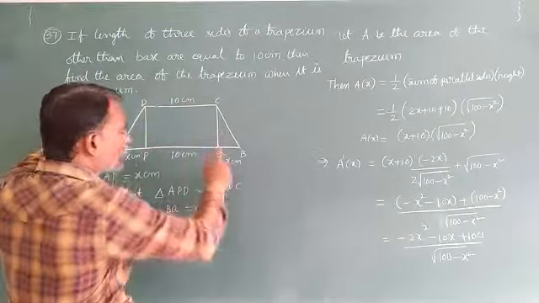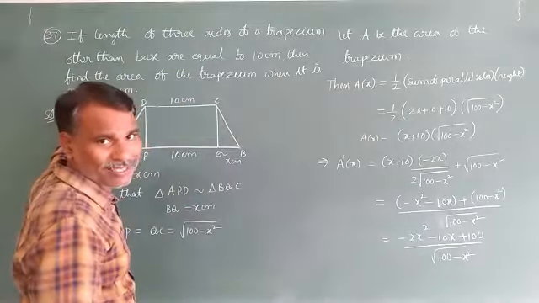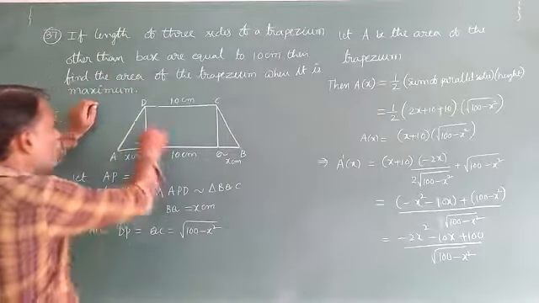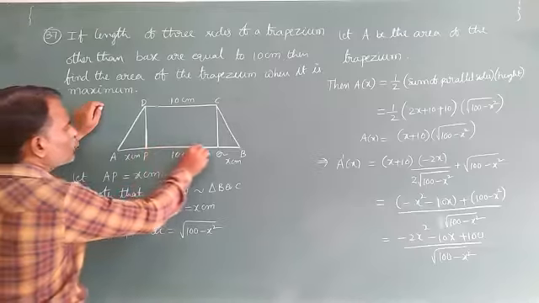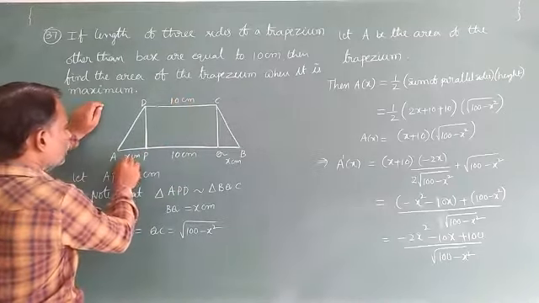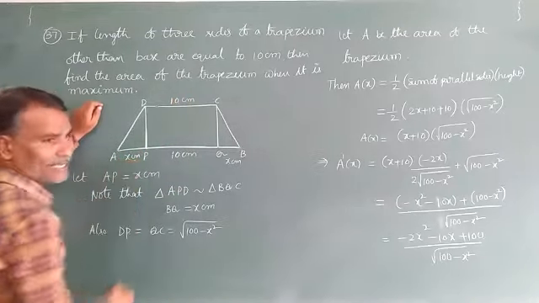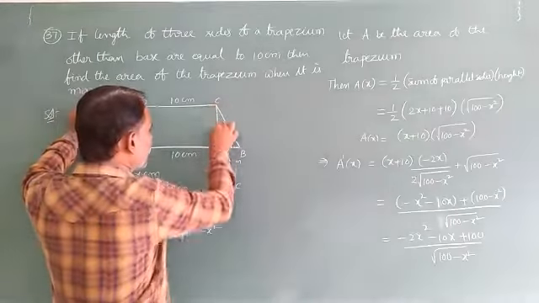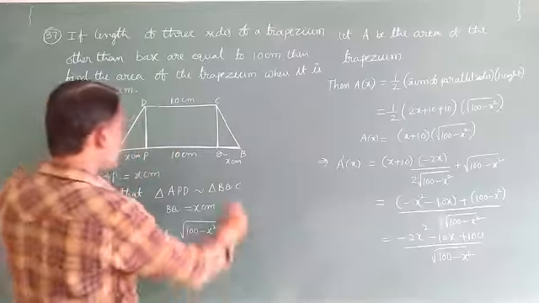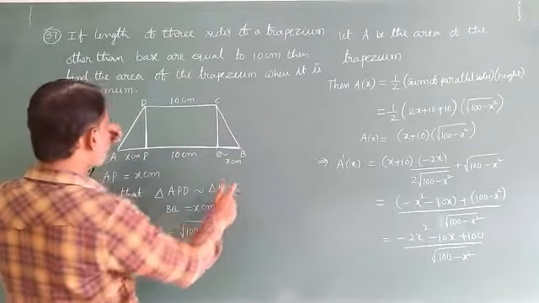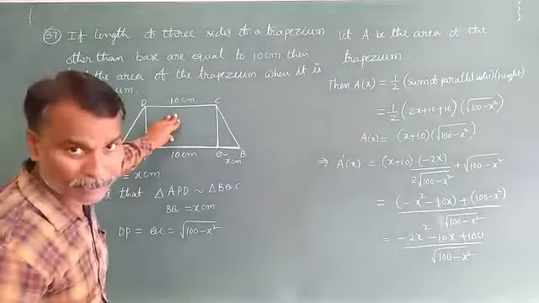Three equal sides means obviously you can consider it an isosceles trapezium. If you draw a perpendicular, it is considered as x centimeter. In the same way, on the other side you get the same distance, x centimeter.